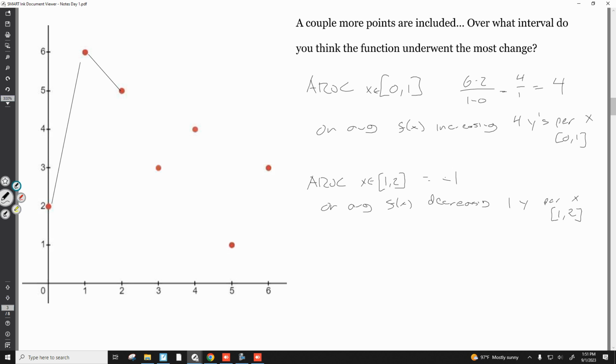Great question, McCarty. So, we calculate the average rate of change from 0 to 1, we get 4. From 1 to 2, we get -1. From 2 to 3, we get -2 y's per x. From 3 to 4, we get 1 y per x. From 4 to 5, we get -3 y's per x. From 5 to 6, we get +2 y's per x. Many of you are like, oh, 0 to 1. McCarty's like, oh, no, look at this.